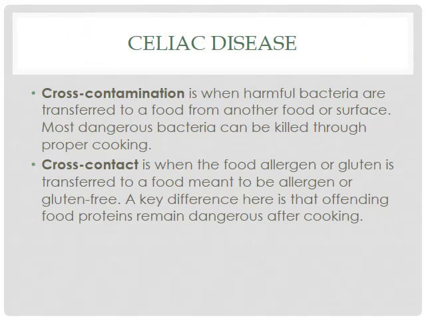Something to be aware of for celiac disease patients is cross-contamination and cross-contact with gluten. They are two different things. Cross-contamination is when harmful bacteria are transferred to a food from another food or surface. Most dangerous bacteria can be killed through proper cooking. Cross-contact is when a food allergen or gluten is transferred to a food meant to be allergen or gluten-free. A key difference here is that offending food proteins remain dangerous after cooking.